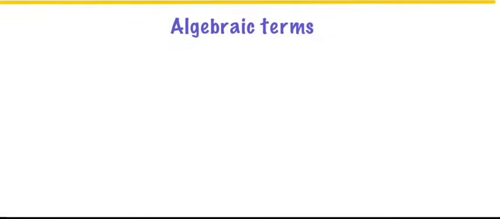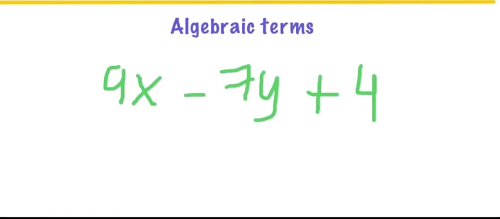So, firstly, we are going to discuss about algebraic terms. Basically, what are algebraic terms? The parts of an algebraic expression which are joined by the operators, they are known as the algebraic terms, or simply terms. So, a term can be a number, it can be a variable also, and it can be a combination of both number and variable also. So, for example, this is the question: 9x minus 7y plus 4.